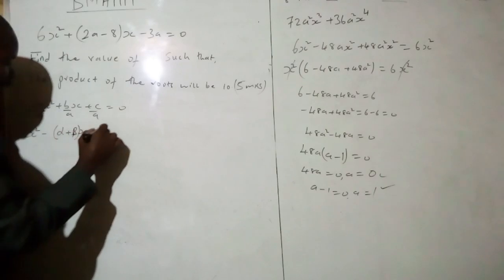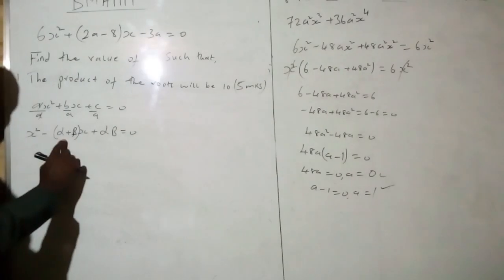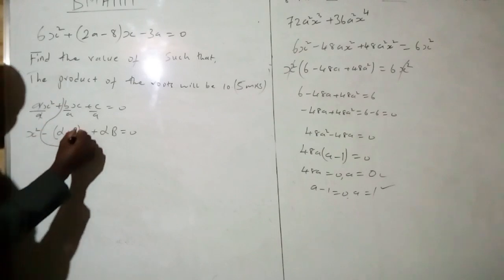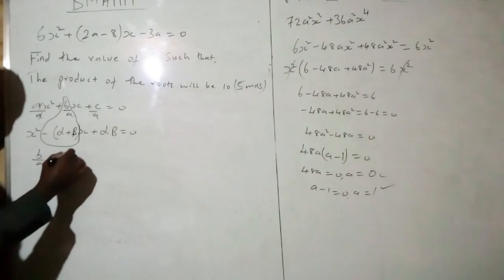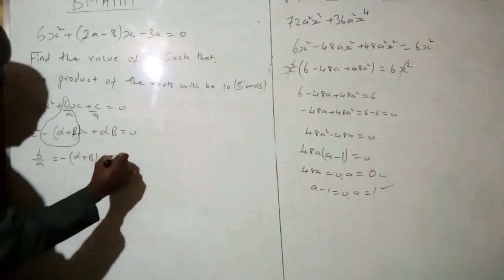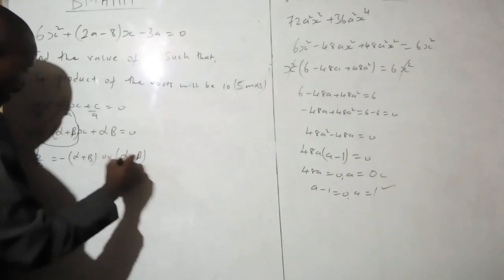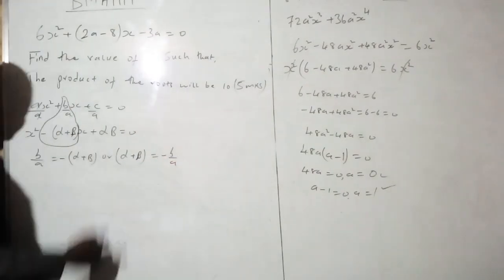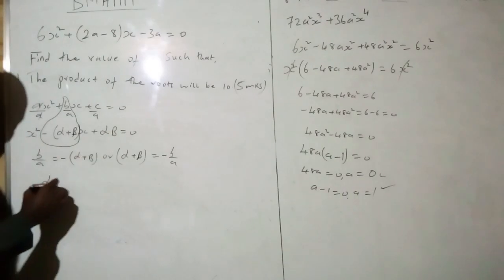And this is the sum. We are going to equate with this. We equate these two here. We say that b over a is equal to negative alpha plus beta, or alpha plus beta is equal to negative b over a. This is the product. We say that alpha beta goes with c over a.